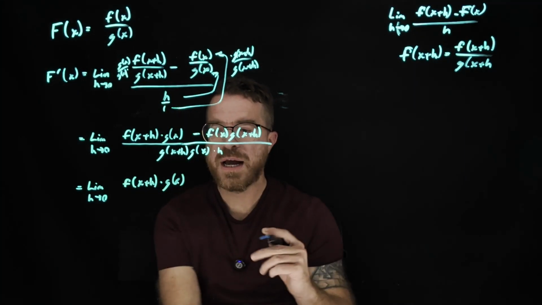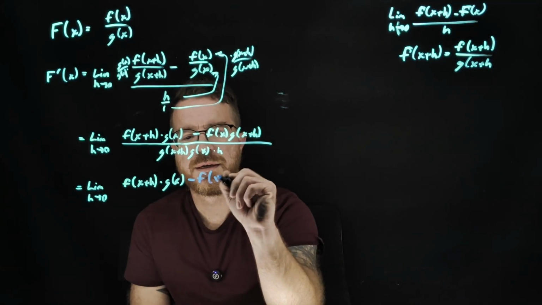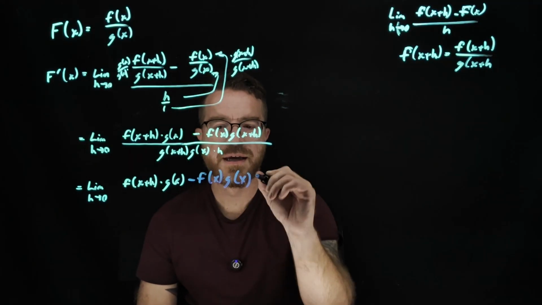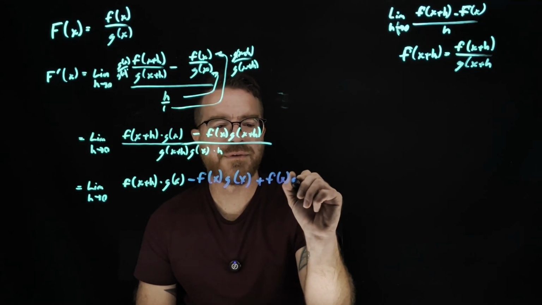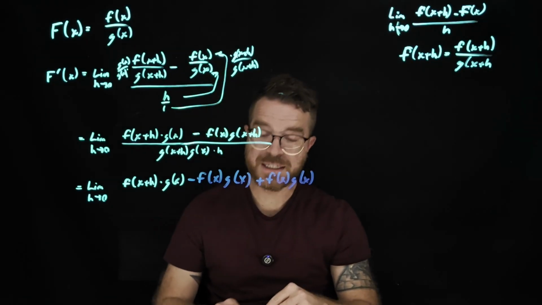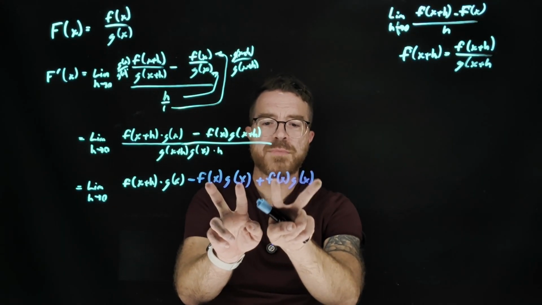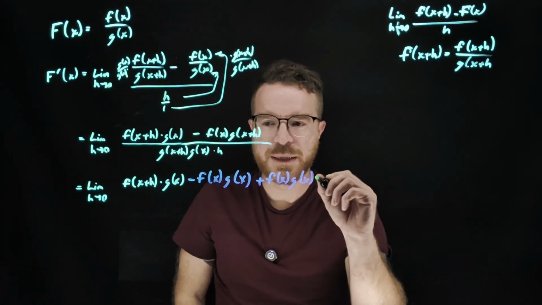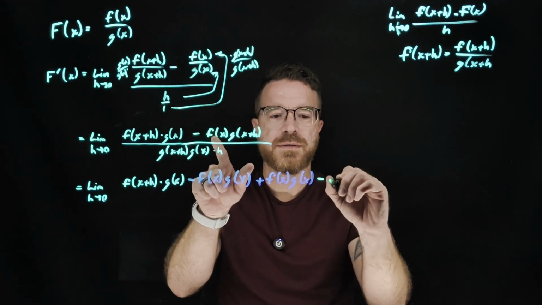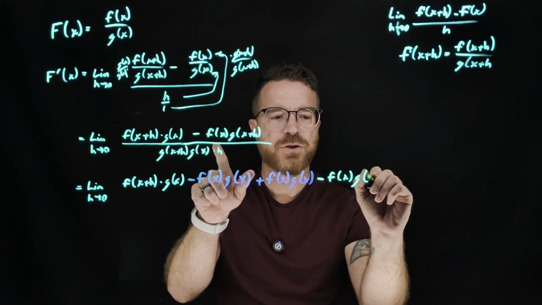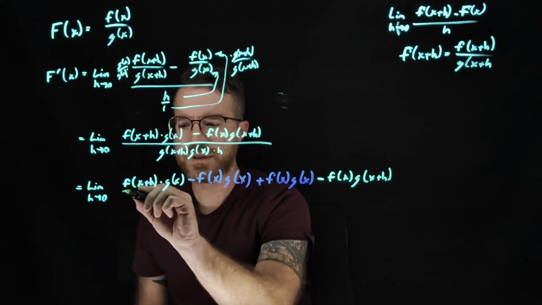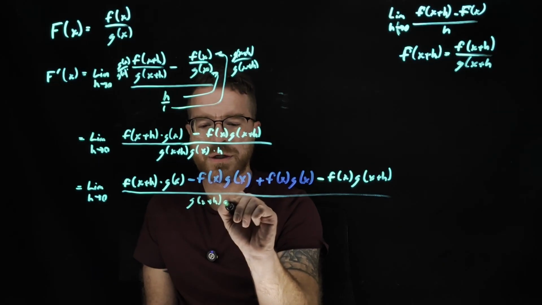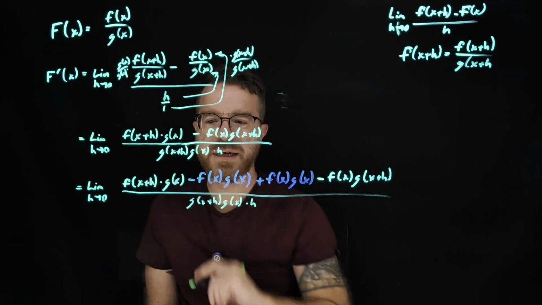And we're going to subtract f of x times g of x, and then plus f of x, g of x, which of course, as I said before, because these two are the same term, plus this minus this, they cancel each other out to 0, so I haven't actually changed what we have in our limit. And then minus f of x, g of x plus h, and then of course this entire thing is still divided by g of x plus h, g of x times h.